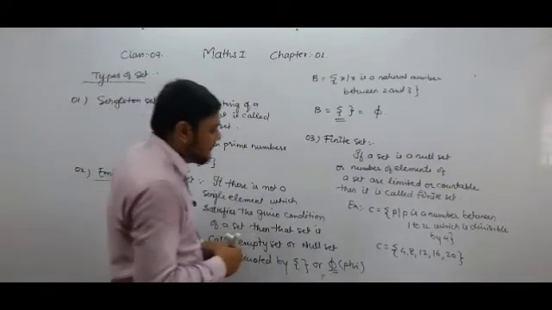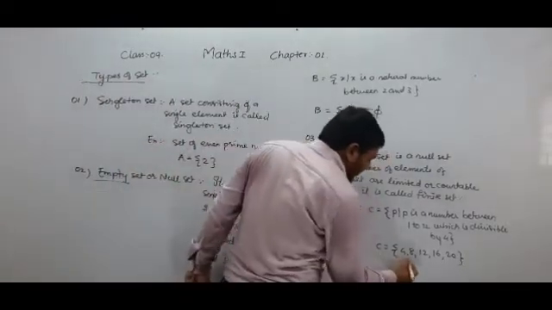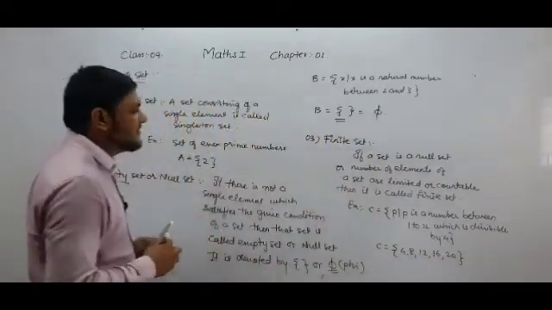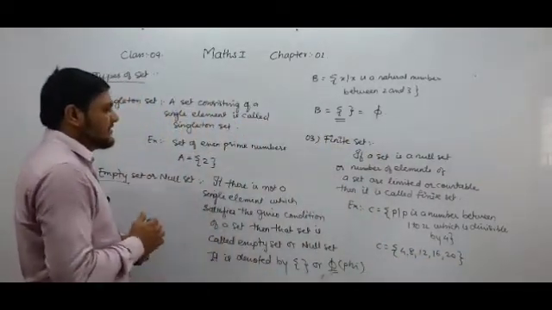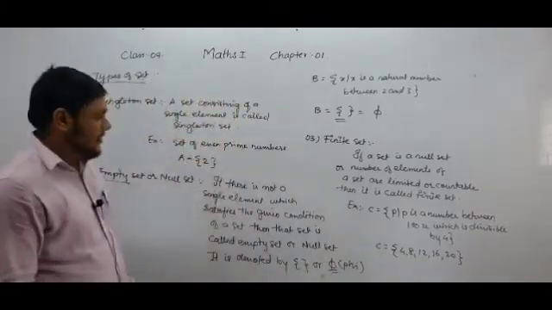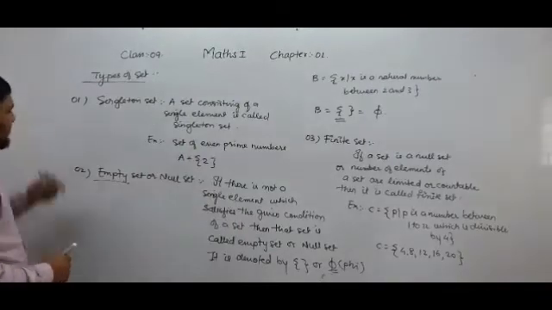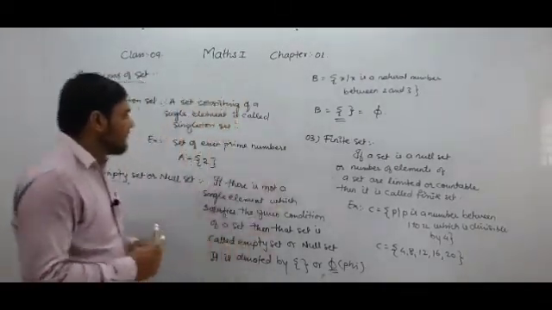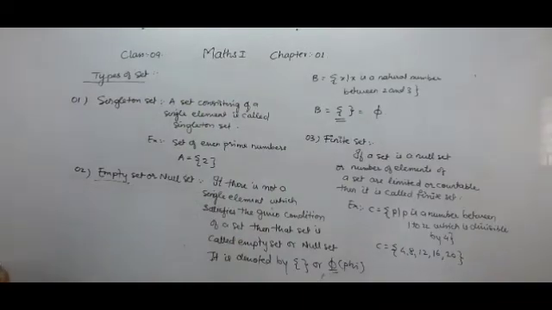Why? Because the number of elements of this set is countable. We can count the elements: 1, 2, 3, 4, 5. So the number of elements present in this set is 5. So this set is a finite set because the number of elements in this set is limited or countable. So in this way, students, the first one is singleton set, the second is empty set, the third one is finite set, and the fourth one we will study, that is infinite set. The next type of set is infinite set.